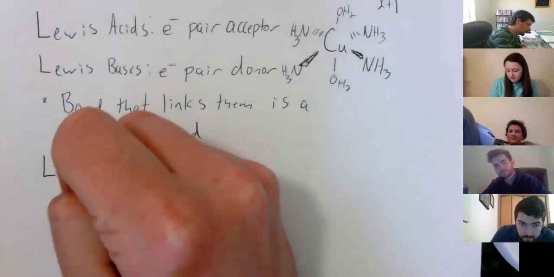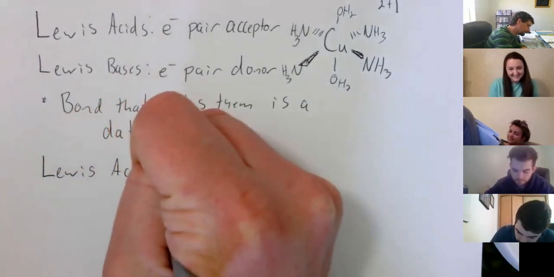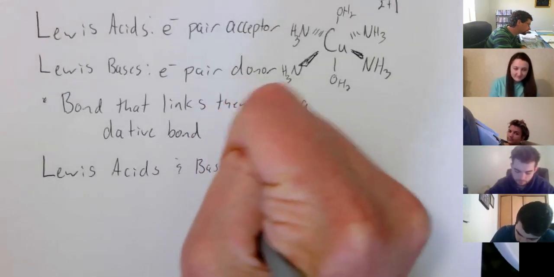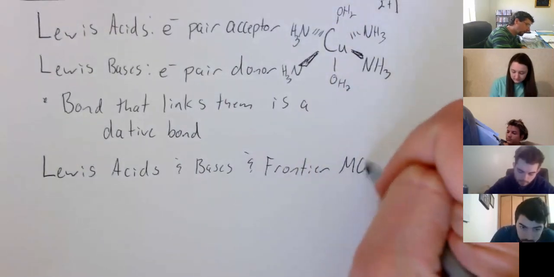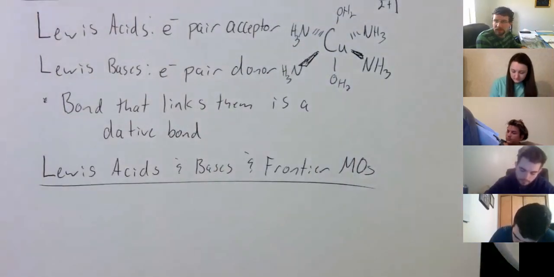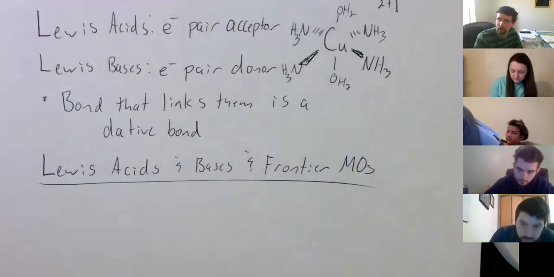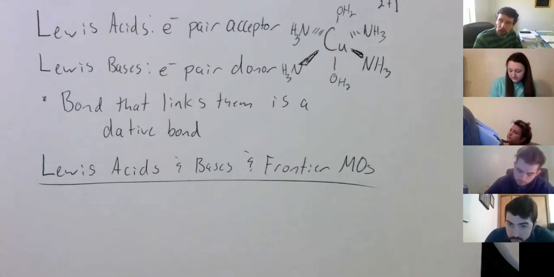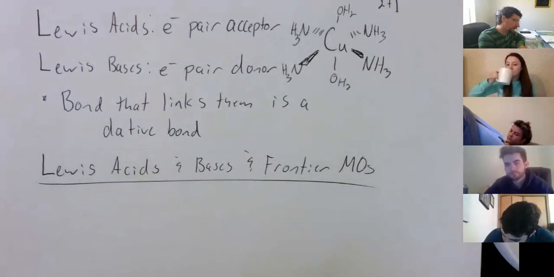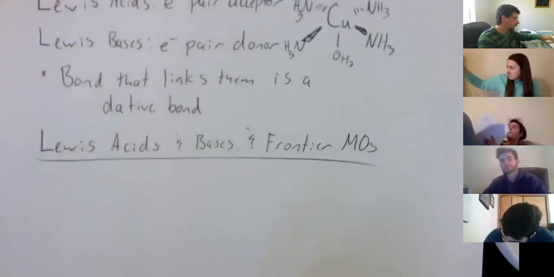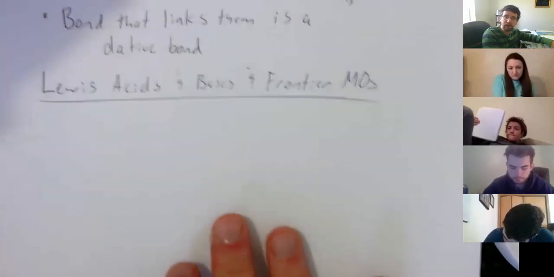So let's look at Lewis acids and bases and frontier molecular orbitals. Does everybody know what I mean by frontier molecular orbitals? Like the outermost one? Yep. So basically the HOMO and the LUMO, the highest occupied molecular orbital and the lowest unoccupied molecular orbital, and maybe some around those points. So let's look at the interaction between boron trifluoride and ammonia.